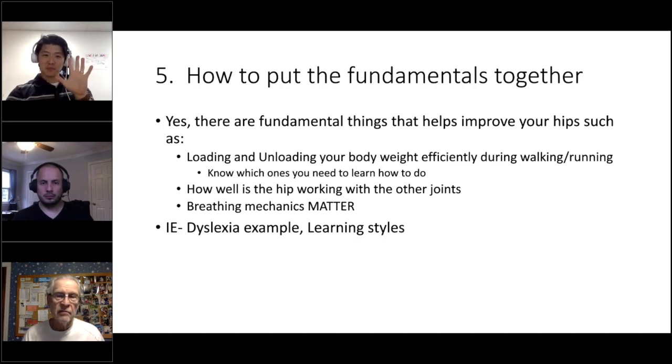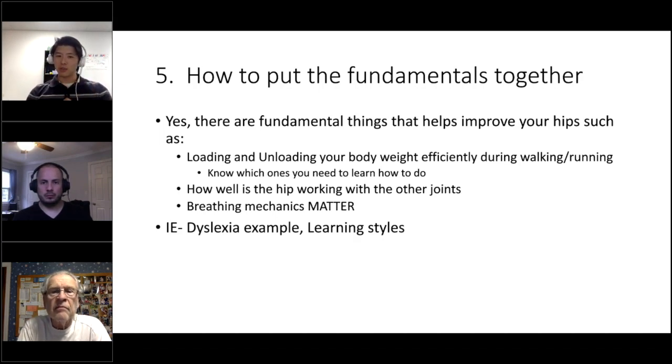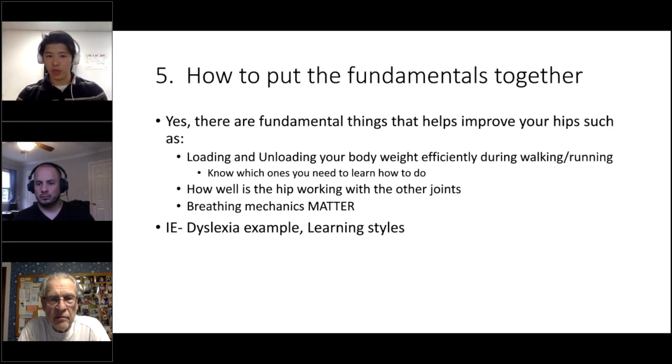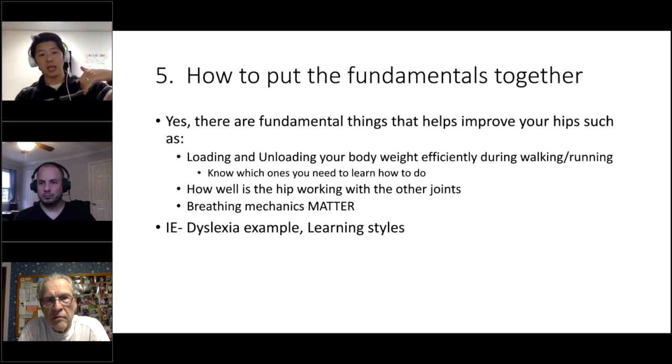Number 5 is how to put the fundamentals together. Yes, I told you everyone learns a little bit differently, but we do want to go to a certain extent. So everyone needs to have some fundamental stuff. There are fundamental things that we want to improve for the hip. A couple of things are learning how to load the hip and unload the hip to make sure you can walk and run, right? To make sure the hip works well with adjacent joints. So let's say it's working well with your lower back, working well with your knee and ankle. And breathing. So those are certain things that we want to improve.